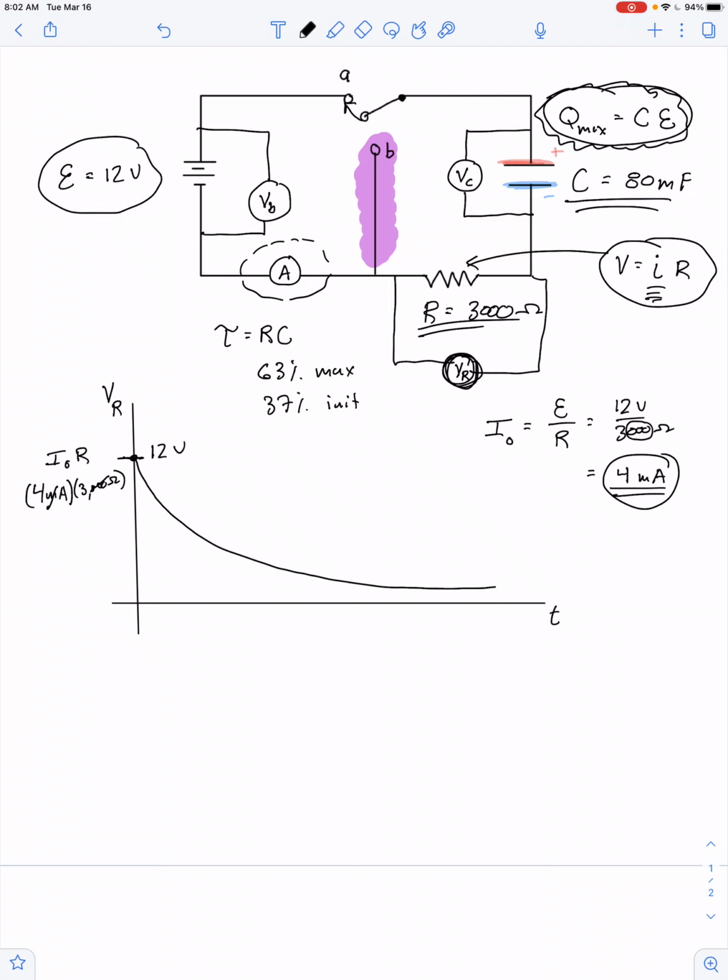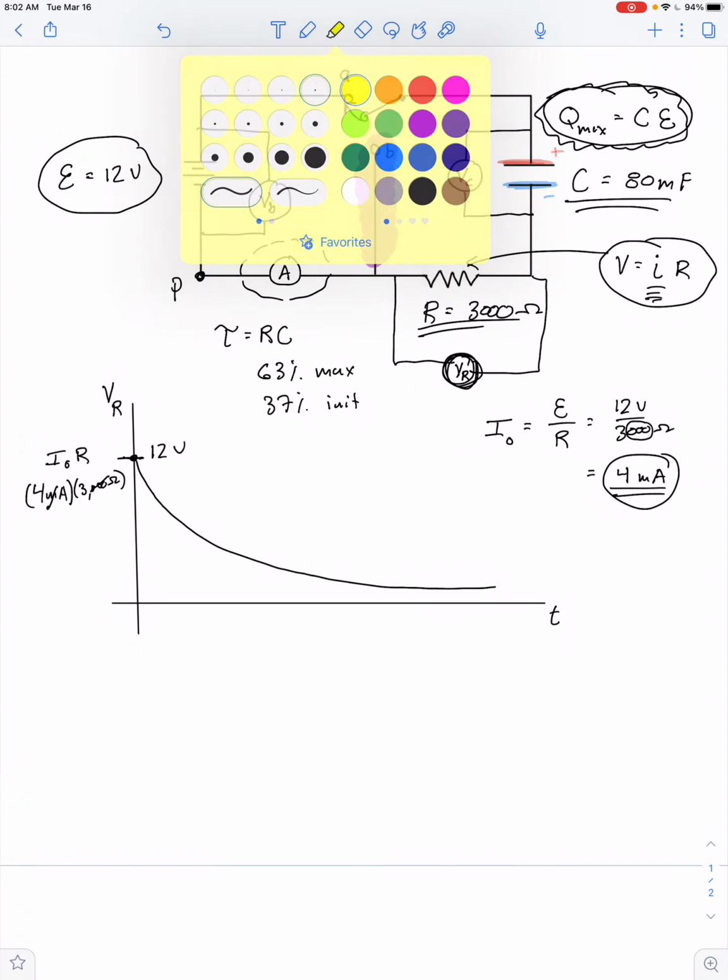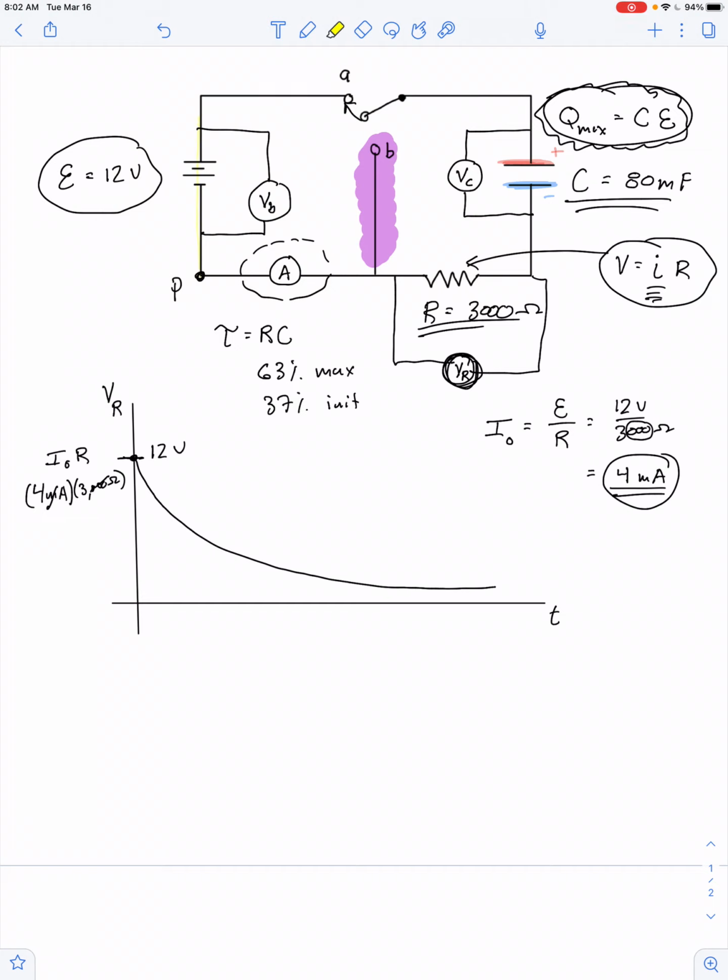Now, does this agree with Kirchhoff's loop rule? Let's pick a point here. We'll call it point P. As we trace our way around the circuit, voltage gain has to equal voltage loss. Okay, so we just gained 12 volts as we go from, how about choose a different color that shows up better? Yep.